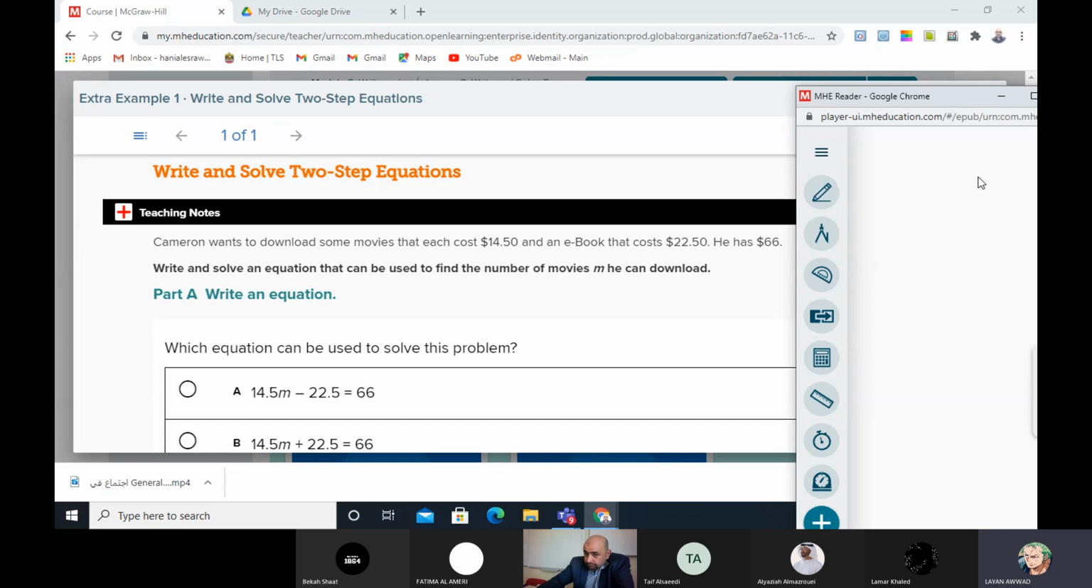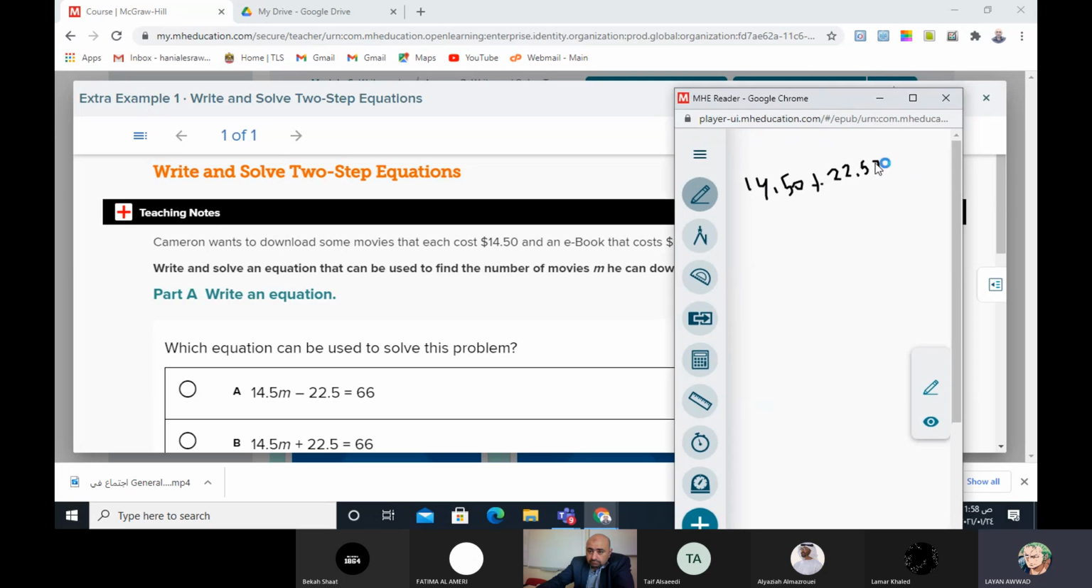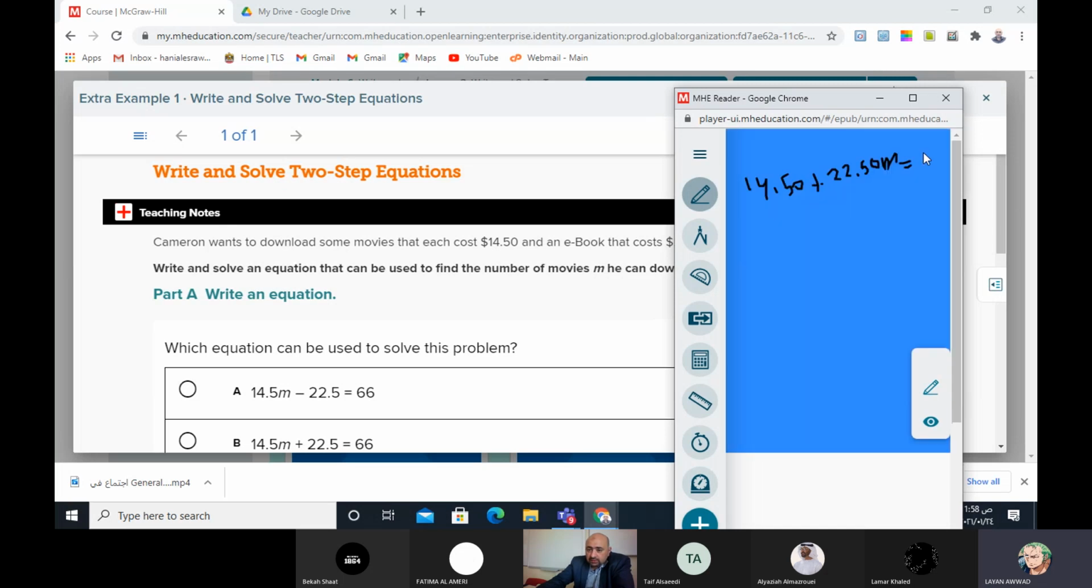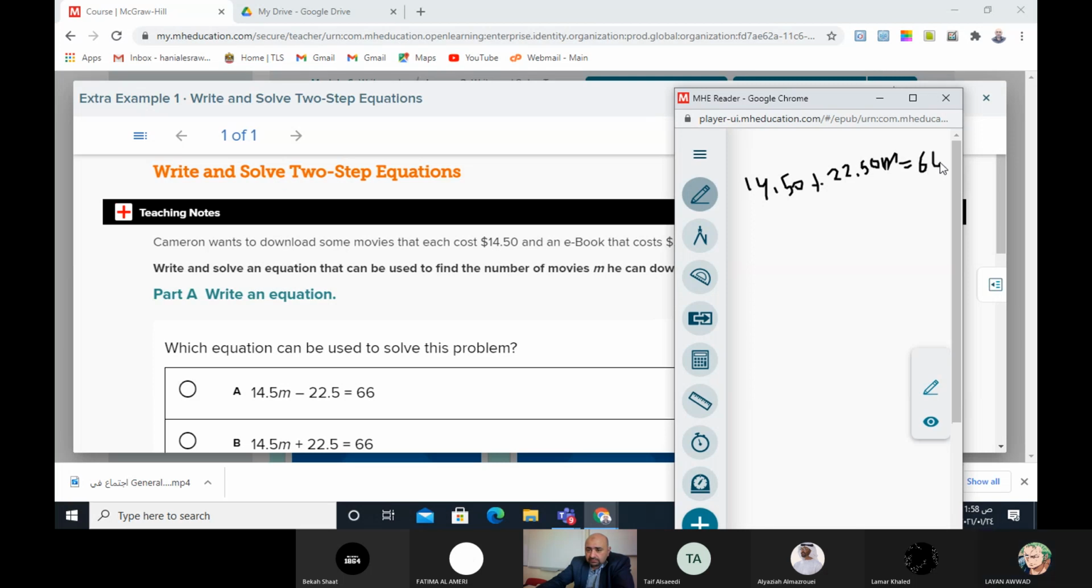Maybe 14.50 plus 22.50 x equals 66. We use m here, okay, equals 66. Great, and who has a different answer? Mister, will it be right if we wrote 66 equals 14.50 plus 22.50? Maybe. Thank you, Lamar. Who has a different answer? Mister, my answer is like Layan's, but is the equation you gave me right or wrong? Okay. Who has a different answer than Layan and Lamar?